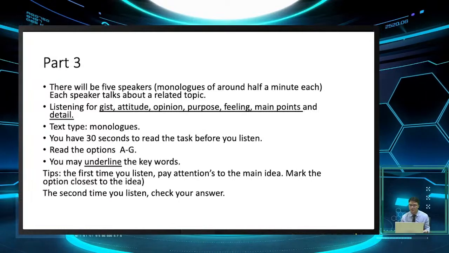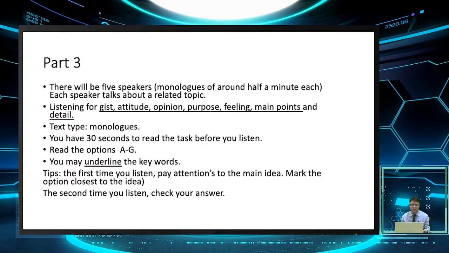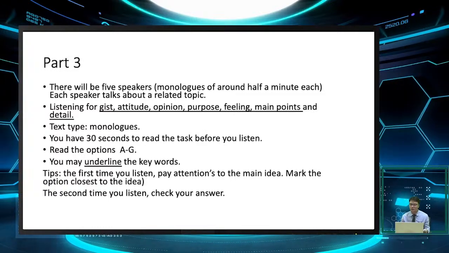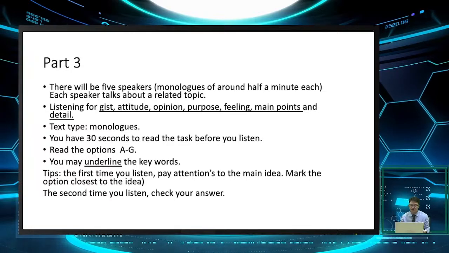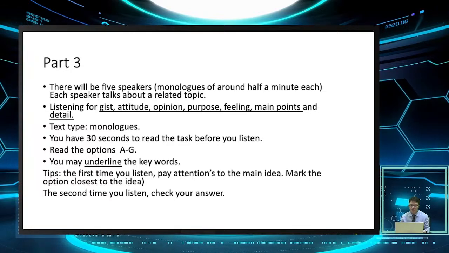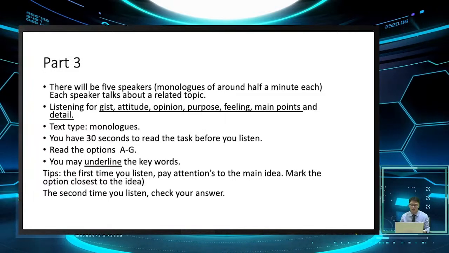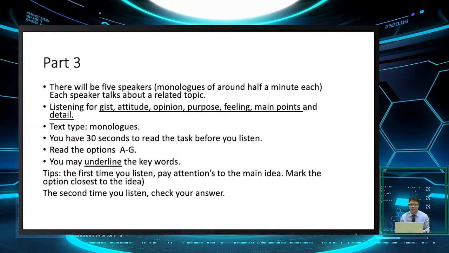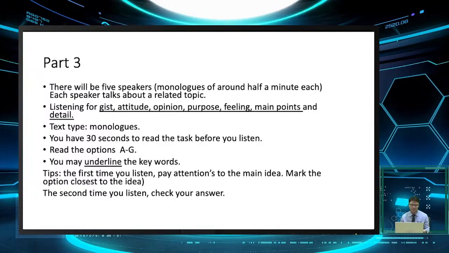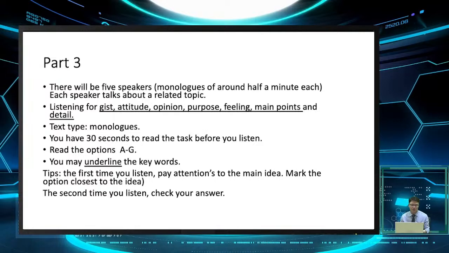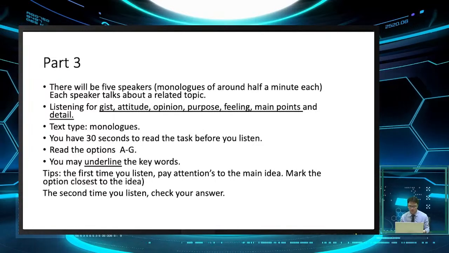So each speaker talks about a related topic. The purpose of this is you need to listen for gist, attitude, opinions, purpose, feelings, main points, and details. For the text type, it is usually monologues, and you have 30 seconds to read the task before you listen. This is just like part 1. Okay? And then you have to read the options A to G, and you may underline the keywords.